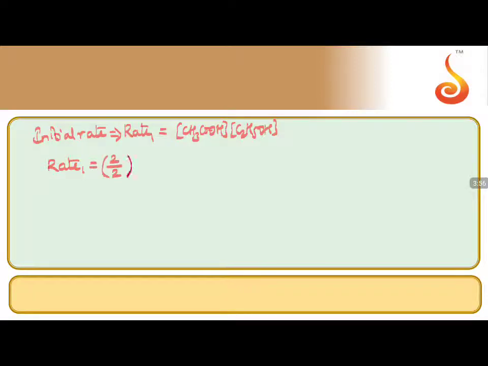Moving forward, now the initial rate. What is the initial rate? This can be taken as rate 1, which is equal to the concentration of acetic acid into the concentration of alcohol, so rate 1 is equal to the concentration 2 by 2 into 3 by 2. Let us take this equation with the rate constant, multiplied with k. I missed out k, so k should also be there. So equation 1. Okay, let us come now to the second part.